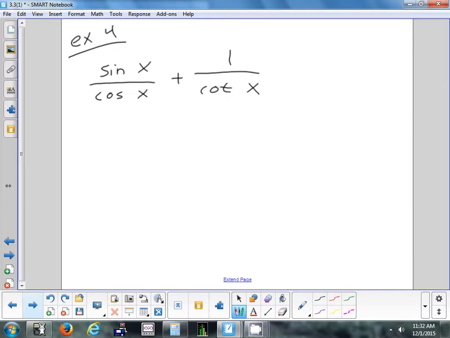All right, this one's a little different, but if you see what to do right away, it's extremely easy. It's one step, the whole problem. If you start doing it the wrong way, it gets pretty bad. You're going to end up in a mess. Okay, start with sine over cosine. Does anybody recognize what that is?